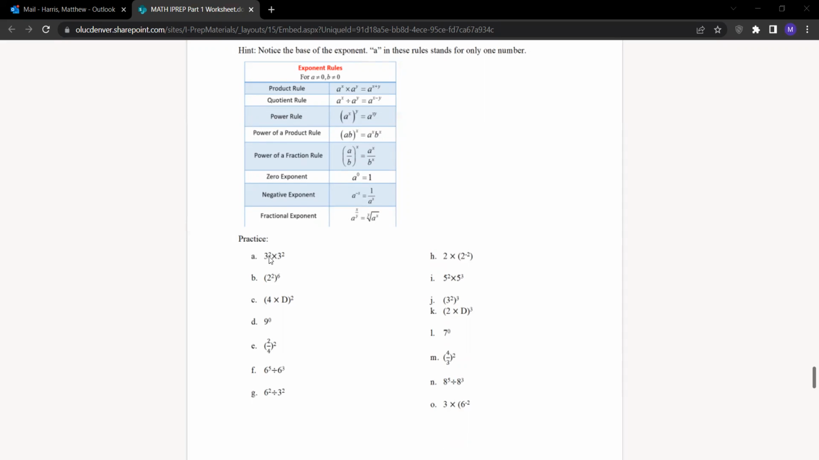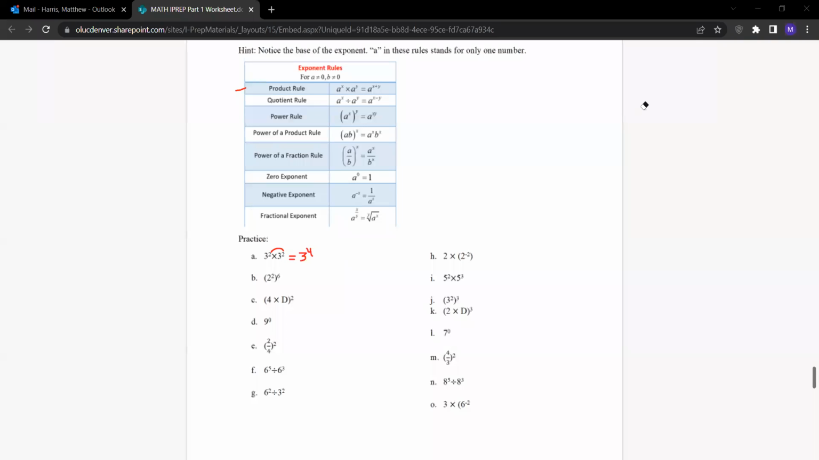All right, so first off, we have 3 squared times 3 squared. Does this look like any of our rules? We can see it does. It looks like the product rule, right? The way that we solve this is just by adding our exponents. So 3 squared times 3 squared is equal to 3 to the 2 plus 2, which is 3 to the 4th, which is also equal to 81.